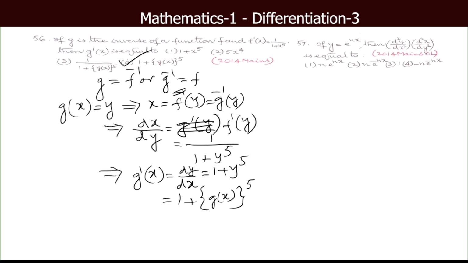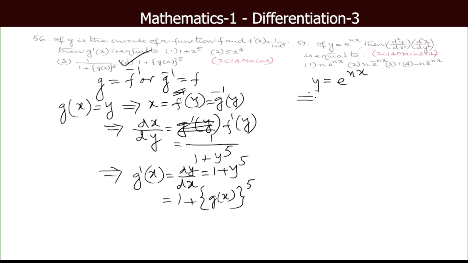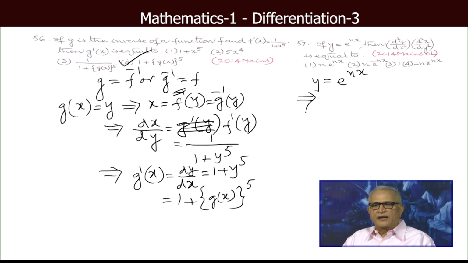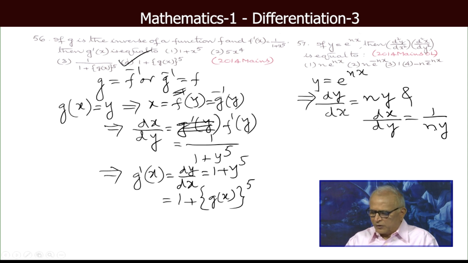Next, 57th question. 2014 mains online paper. y equal to e power n x is asking the value of the product, second derivative of y with respect to x into second derivative of x with respect to y, d2y dx2 into d2x dy2. So, let us write dy dx first: n e power n x, n y, and dx dy is 1 by n y, because it is a reciprocal of this.